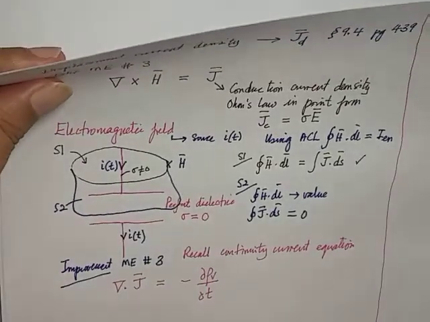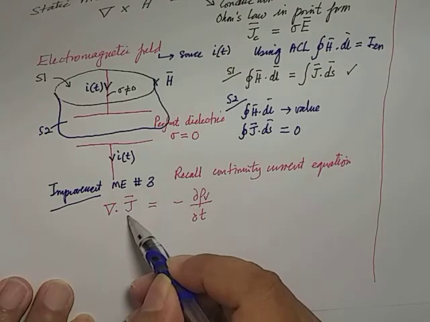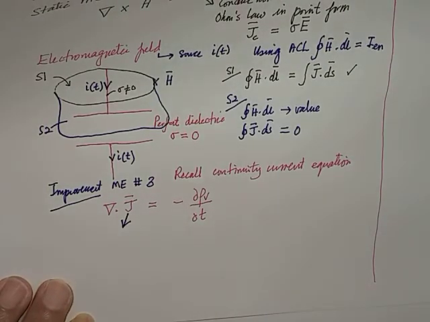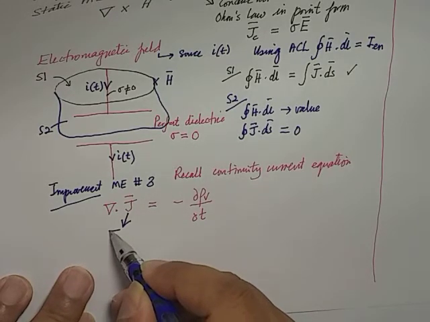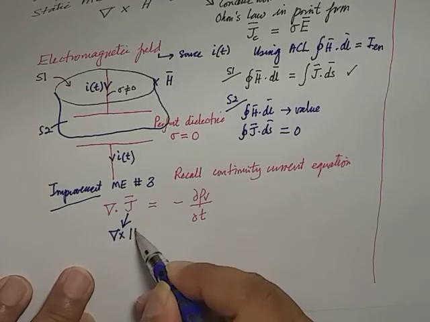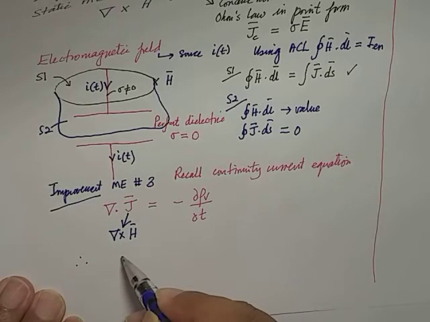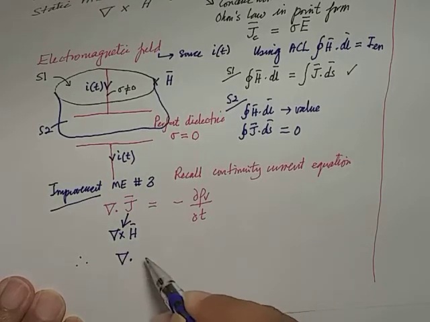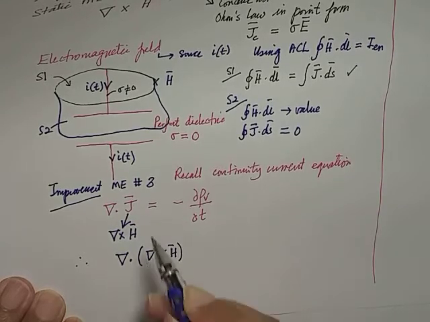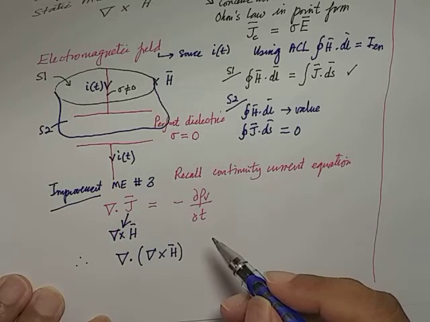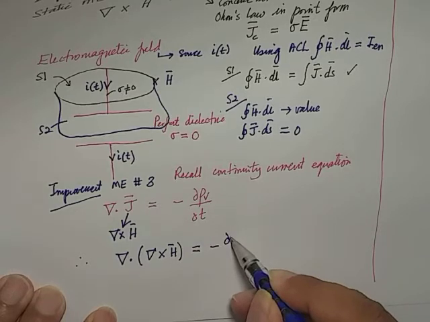Okay, so what Maxwell did then, this is what is nice about Maxwell, he improved it by doing this process. He substituted the J using Maxwell equation number 3. What is it? Curl of H. So therefore the equation now becomes divergence of curl of H. That is the only thing we need to do, just substitution, and other than that everything should remain as it is.